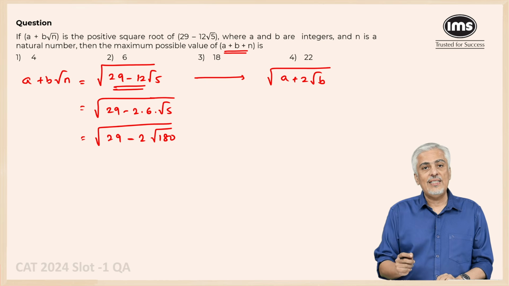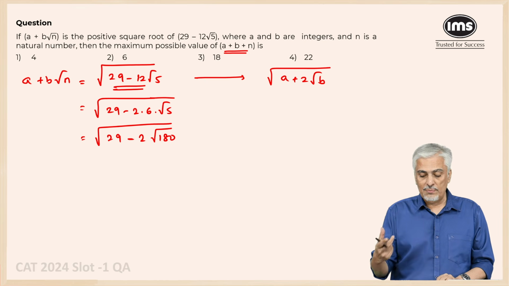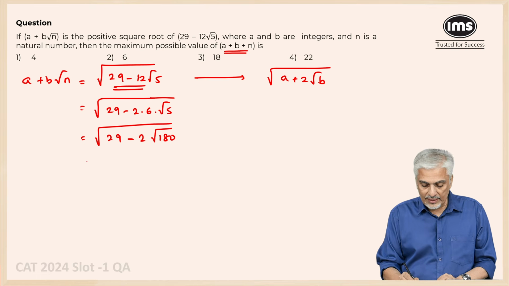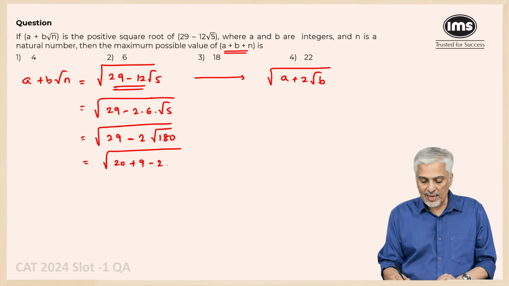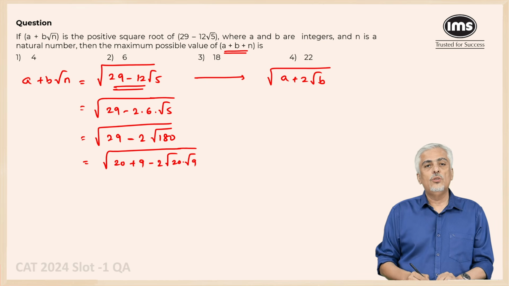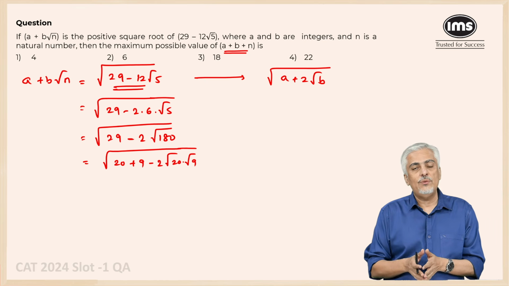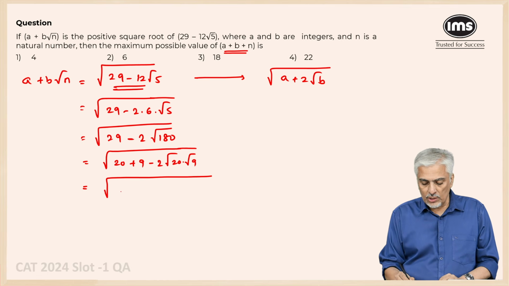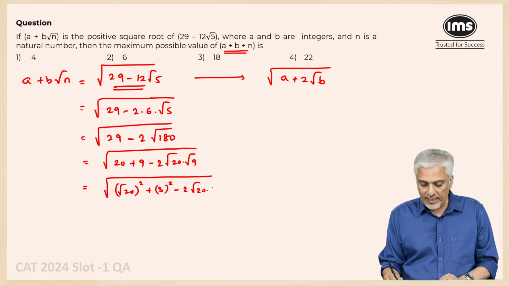Why? Because I basically want to write it as a square plus b square minus 2ab. So, two numbers whose product is 180 and sum is 29. Luckily, the numbers are pretty straightforward over here, 20 and 9. That means I will be able to write this as 20 plus 9 minus 2 root 20 into root 9. Now, 20 can be written as root 20 the whole square, which can also be written as 2 root 5 the whole square. You can do that later, that 2 root 5 part. Right now, you can write this as root 20 square plus 3 square minus 2 into root 20 into 3.